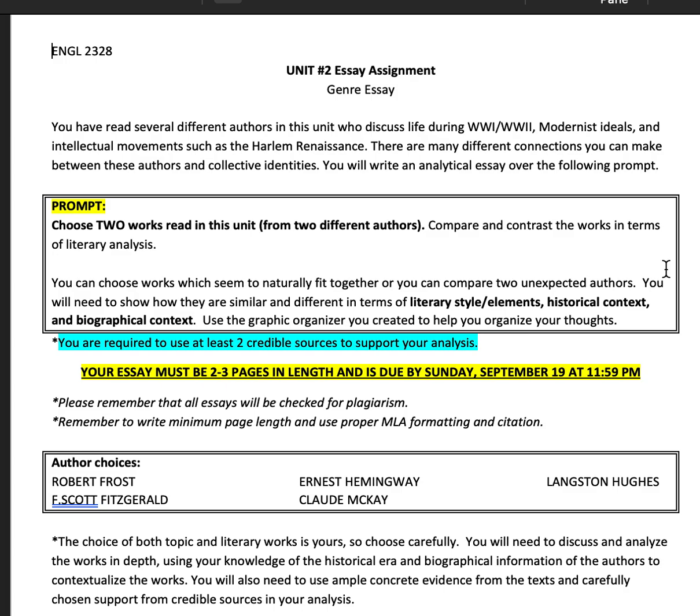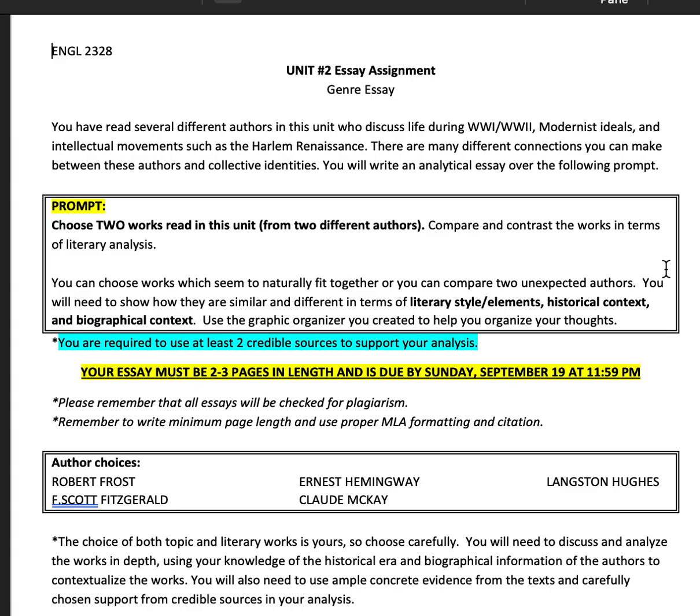So you can choose works that seem to kind of naturally fit together. So you could choose, say, I don't know, Fitzgerald and Hemingway, who in their post-war expat lifestyles. Or you could choose kind of two unexpected authors that don't seem to naturally fit together, say Frost and Langston Hughes. Either or is fine. It's totally up to you. It's just kind of dependent upon what you want to say about both of those texts and those authors.